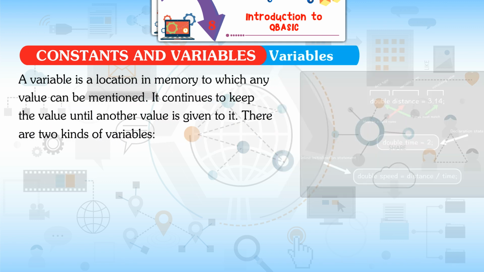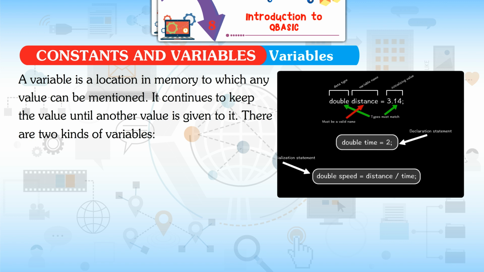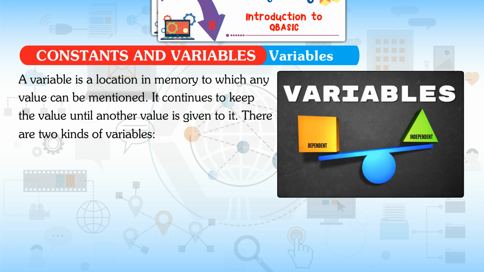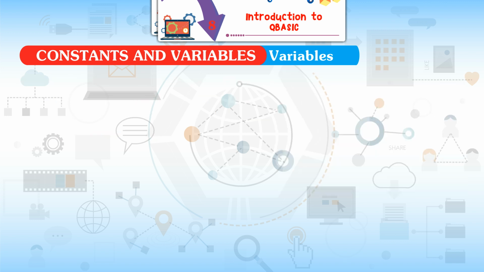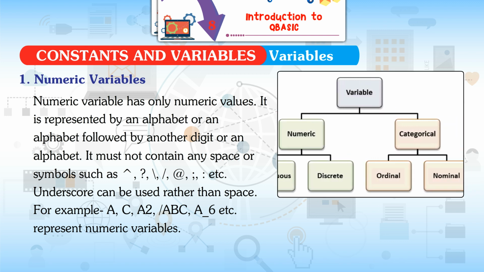Variables. A variable is a location in memory to which any value can be assigned. It continues to keep the value until another value is given to it. There are two kinds of variables. 1. Numeric variables. A numeric variable has only numeric values.